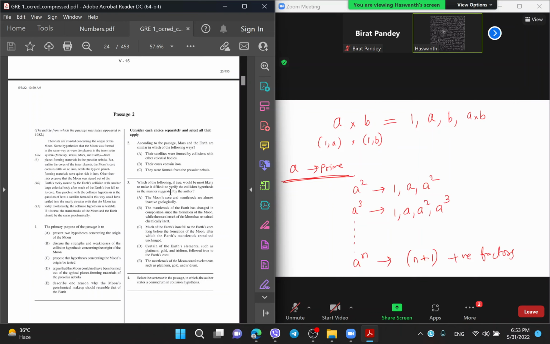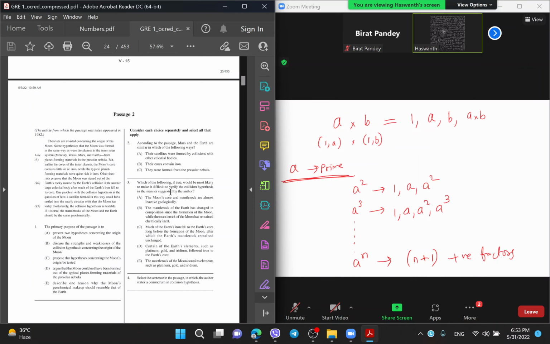Using this concept, we will find out how many positive factors a given number has. For example, to find how many positive factors 10 has, you simply say 1, 2, 5, 10, and you count them: 4. But when we have to deal with higher numbers like 2250, 2500, finding all the factors and counting them would be a lengthy approach. Instead, we will use this idea that if a is a prime number, a power n will have n plus 1 positive factors.